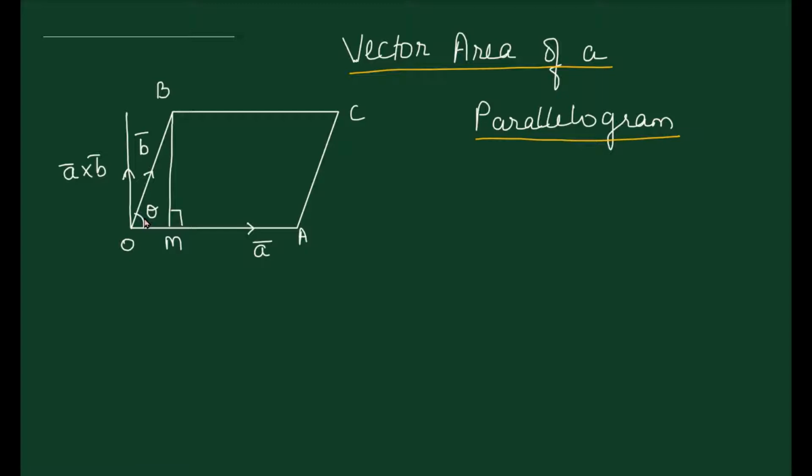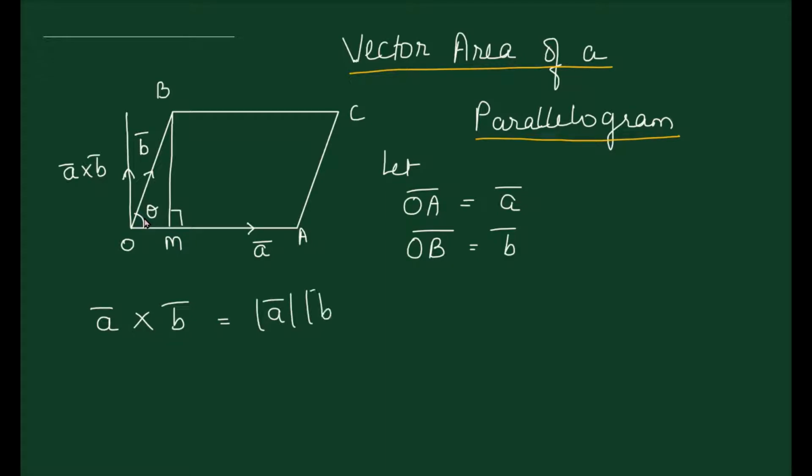of a parallelogram. Now, suppose OACB is a parallelogram, and suppose vector OA is equal to A, and similarly let OB be equal to B. Now we know the formula for a cross product. Suppose we take A cross B, we know that it comes out as mod A mod B sin theta into n cap, where n is a unit vector perpendicular to the plane of A bar and B bar.